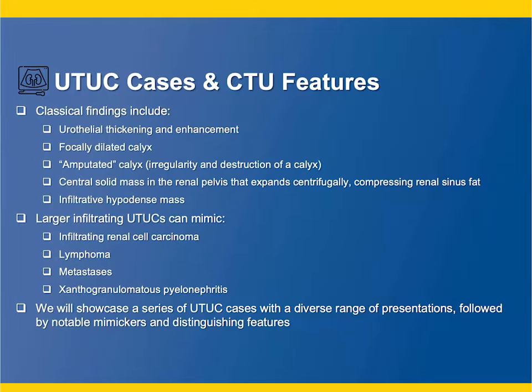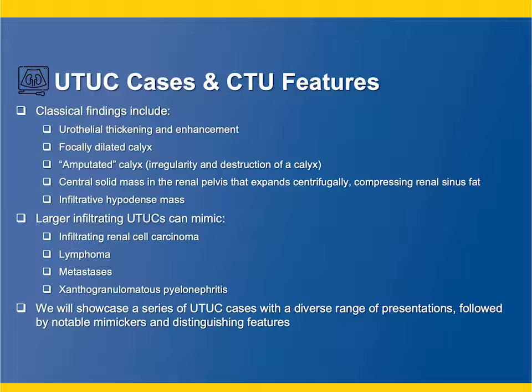So let's see. If we're looking at the features, what are the classic things we're looking at? We're looking for urothelial thickening and enhancement. We're looking for focally dilated calyx. We're looking for an irregular or destroyed calyx, what's commonly referred to as an amputated calyx. We look for central solid masses in the renal pelvis, which can expand out, compress the sinus fat. Those are typically larger lesions.